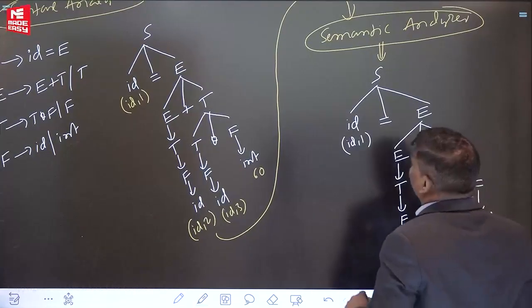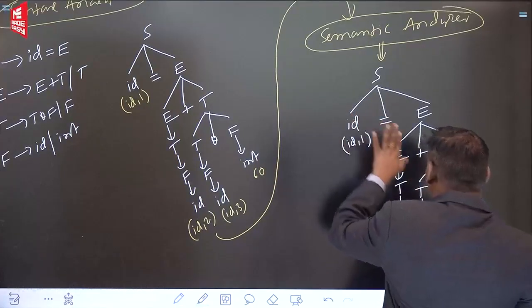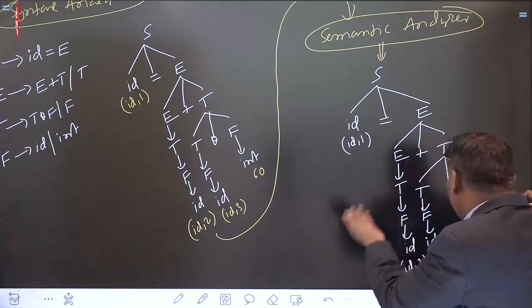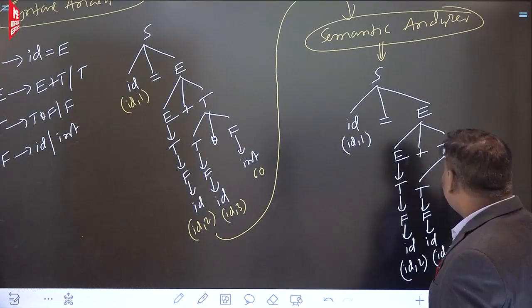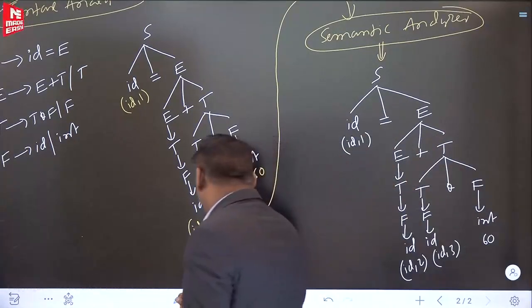Can you help me now? The semantic analyzer input is the syntax tree. What is the output? The output also looks like the same tree, but what is the change? The input is a syntax tree and the output is also a tree. What is the change? Let me check.